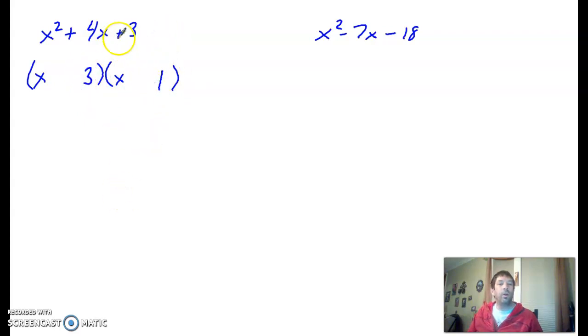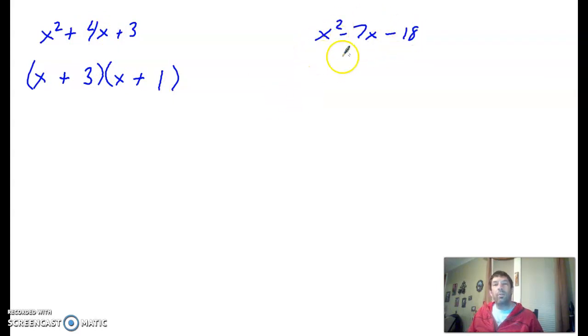Okay? Also, it's a positive 3, which means either these are both going to be plus or they're both going to be minus, because they'd have to multiply to give us a positive. Since this value in the middle is positive, they must both be positive. Okay? And let's double check that. X times x is x squared. X times 1 is 1x. 3 times x is 3x. 1x and 3x gives us 4x. And then 3 times 1 is 3.